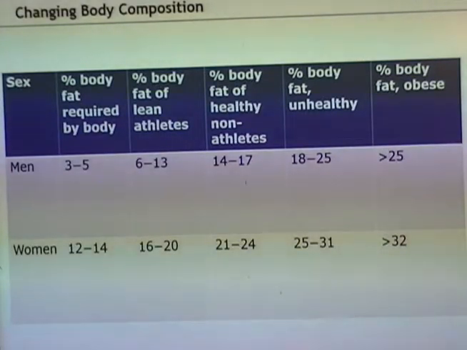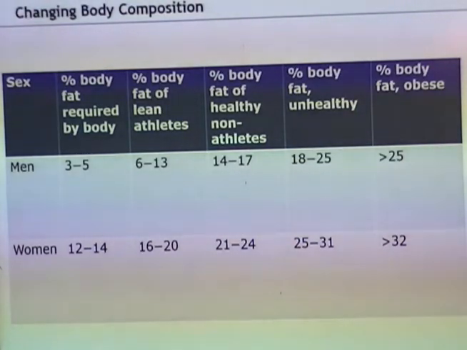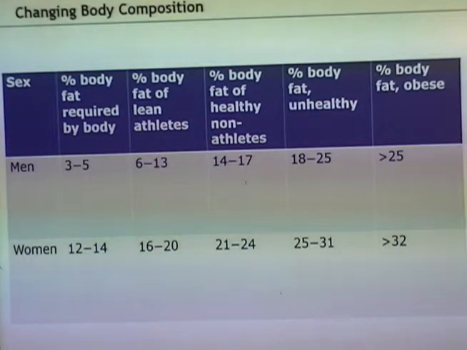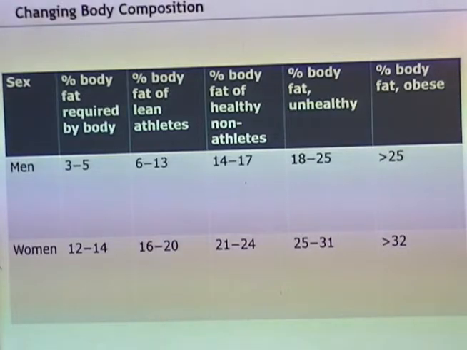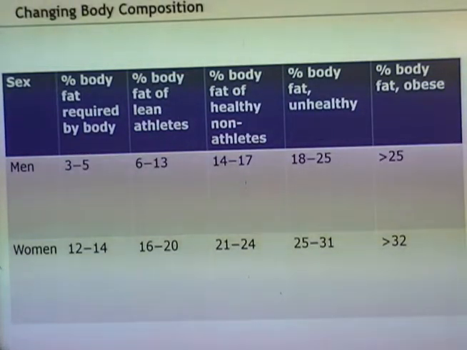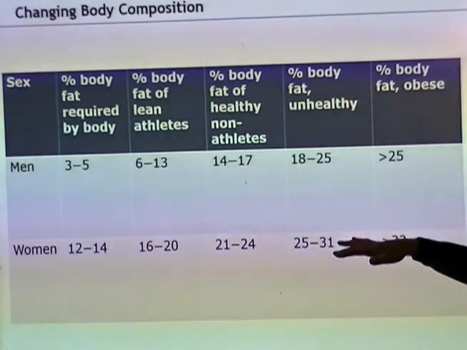So for men, the absolute minimum is somewhere around 3 to 5%. That's really, really, really low. All right, 3 to 5% means you're basically seeing all the muscle contracting and moving through the skin. You'll be able to see a lot of the lymph nodes and the veins, right? Really low is 3 to 5%.